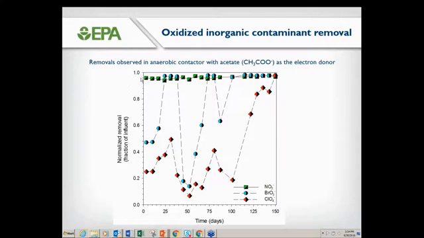Normalized removals of essentially 1 indicate that we observed complete removal of nitrate across the duration of the study. For the bromate, which is the blue symbols, during about the first two thirds of the study we observed highly variable removals, until by about the last third of the study we also observed complete bromate removal. For perchlorate, which is the red symbols, we observed relatively low and variable removals during the first two thirds of the study. By the end of the study we saw perchlorate removals climb until we observed complete reduction of perchlorate in the anaerobic contactor.